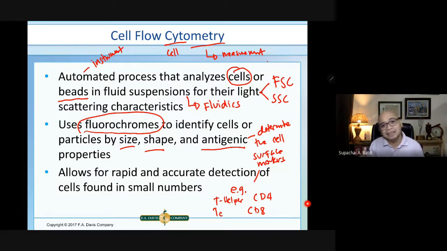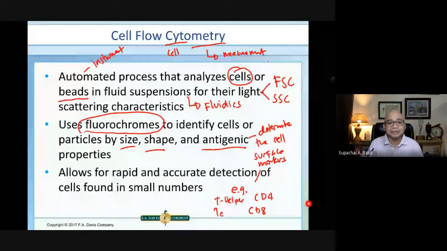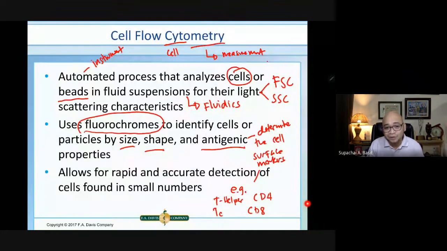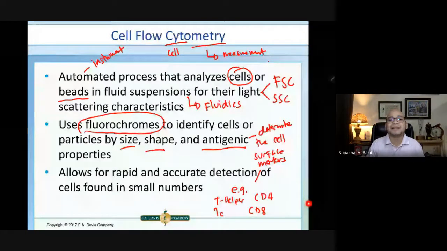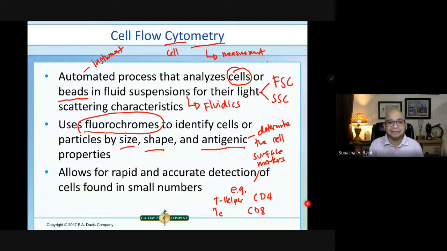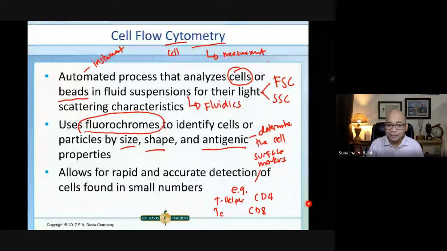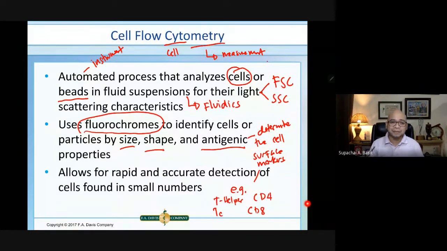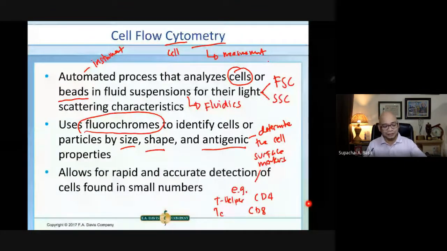The main advantage of flow cytometry is that it allows rapid and accurate detection of cells even if they are found in small numbers. That's the reason why this type of instrumentation is commonly utilized in, for example, hematology. The majority of hematology analyzers also use the principle of flow cytometry.